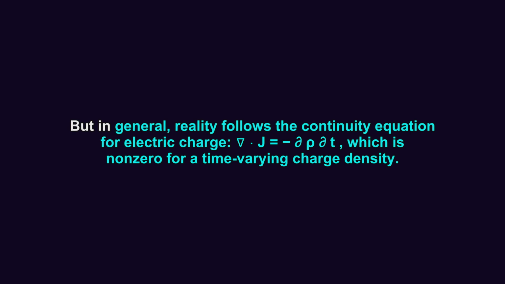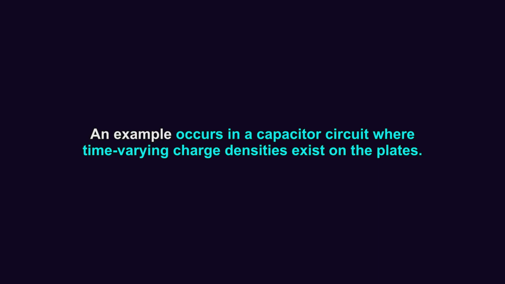But in general, reality follows the continuity equation for electric charge: ∇ · J = −∂ρ/∂t, which is non-zero for a time-varying charge density. An example occurs in a capacitor circuit where time-varying charge densities exist on the plates.